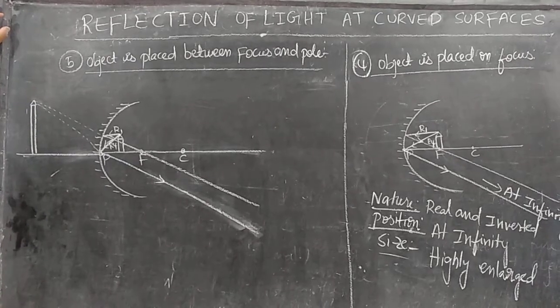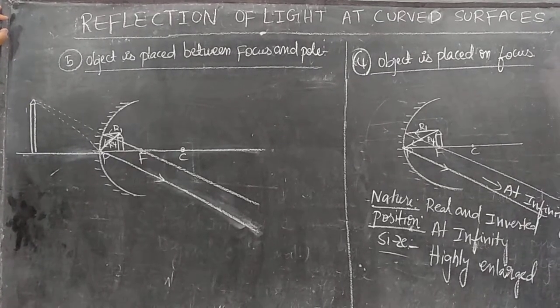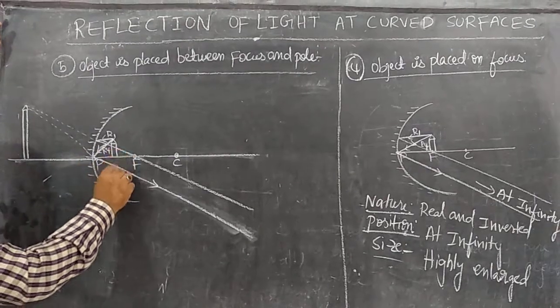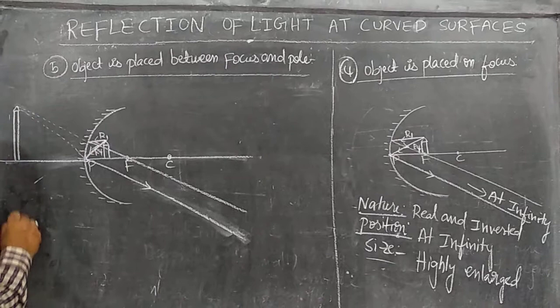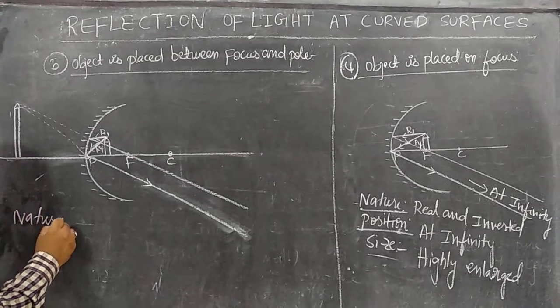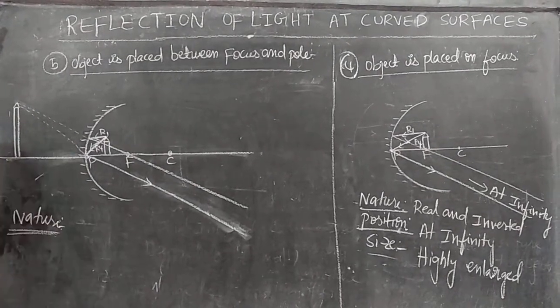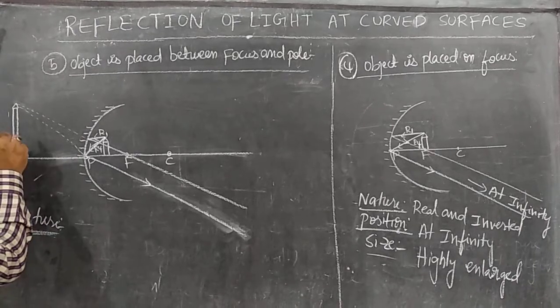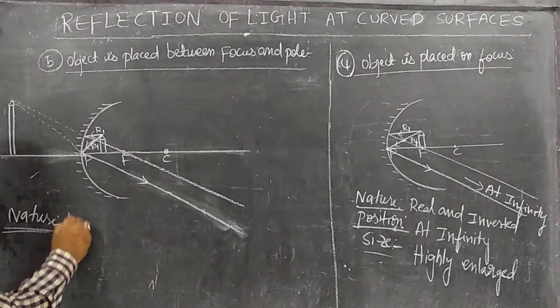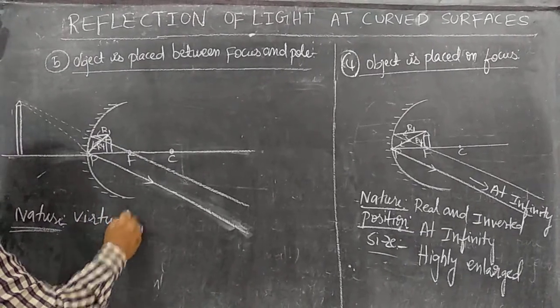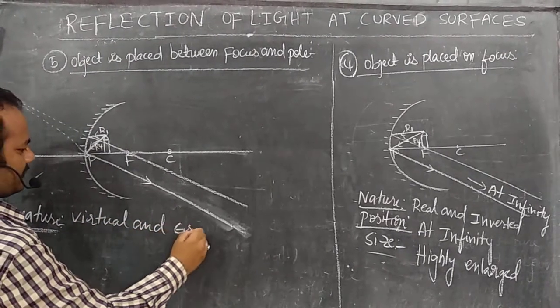And how is it looking? It is looking virtual and erect. See, with the help of these two reflected rays, extended with imaginary lines. What is the nature now? If the image we got is behind the mirror, first of all it is not inverted, it is erect. And it is not real, it is virtual. So this is virtual and erect.